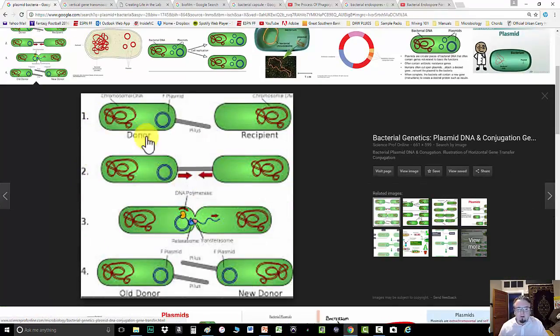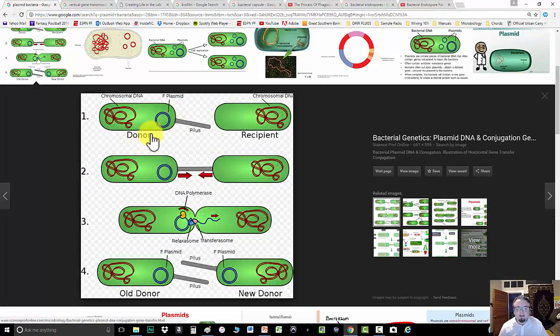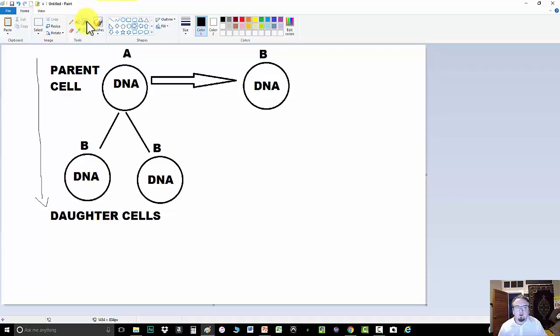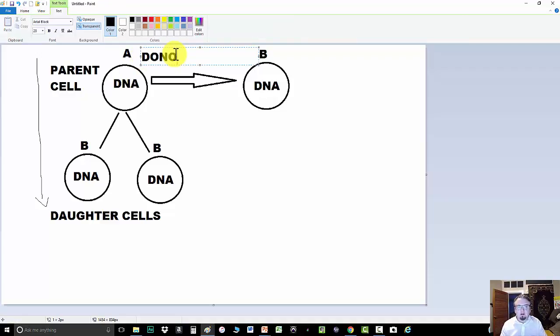Here's a figure showing a donor and a recipient. The idea is that you have one cell that contains a plasmid or a piece of DNA, and another cell that doesn't, and in the process of conjugation, or in this case we're talking about horizontal gene transfer, the DNA is passed from one cell to another, the donor to the recipient. So here we can call this cell a donor, and here we can call this cell a recipient.